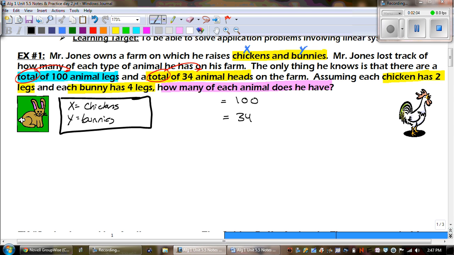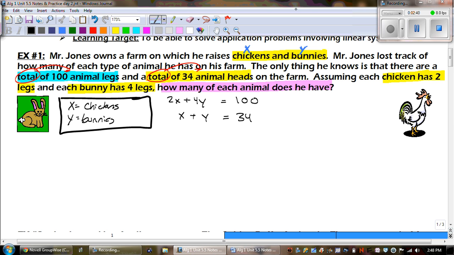So they said each chicken has 2 legs and each bunny has 4 legs. Up here is where we're talking about legs in that first equation, right? So the chicken has 2 legs, so that's going to be 2x. The bunny has 4 legs, so we know that 2x plus 4y equals 100. How many heads does each one have? 1. So if we do x plus y, we know that it equals 34.